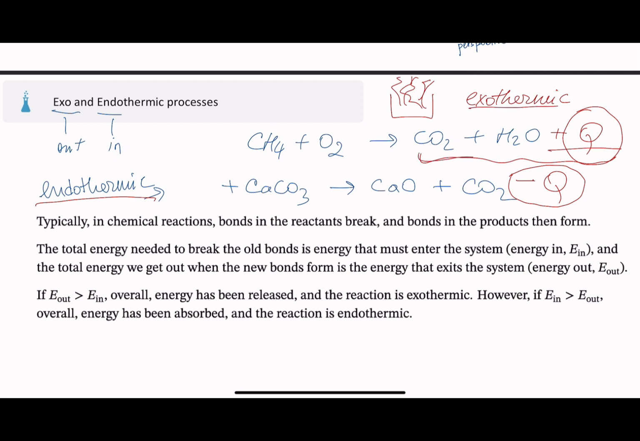On the product side, if you have plus Q, that means that it is released. And if it's on the product side, it is negative Q, that means you lost to the system. You gave it to the system. Surrounding provided it.